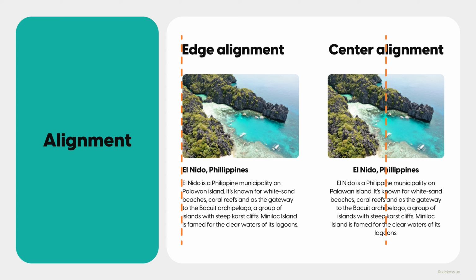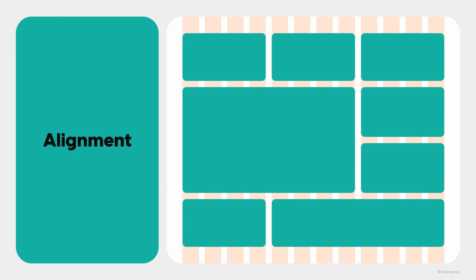There are 2 basic kinds of alignment: edge alignment and center alignment. With edge alignment, elements align consistently to the left or right. With center alignment, elements are aligned consistently in the center. Using a grid to align elements can really help create a sense of cohesion and establish a relationship between elements. This is really helpful for scannability.